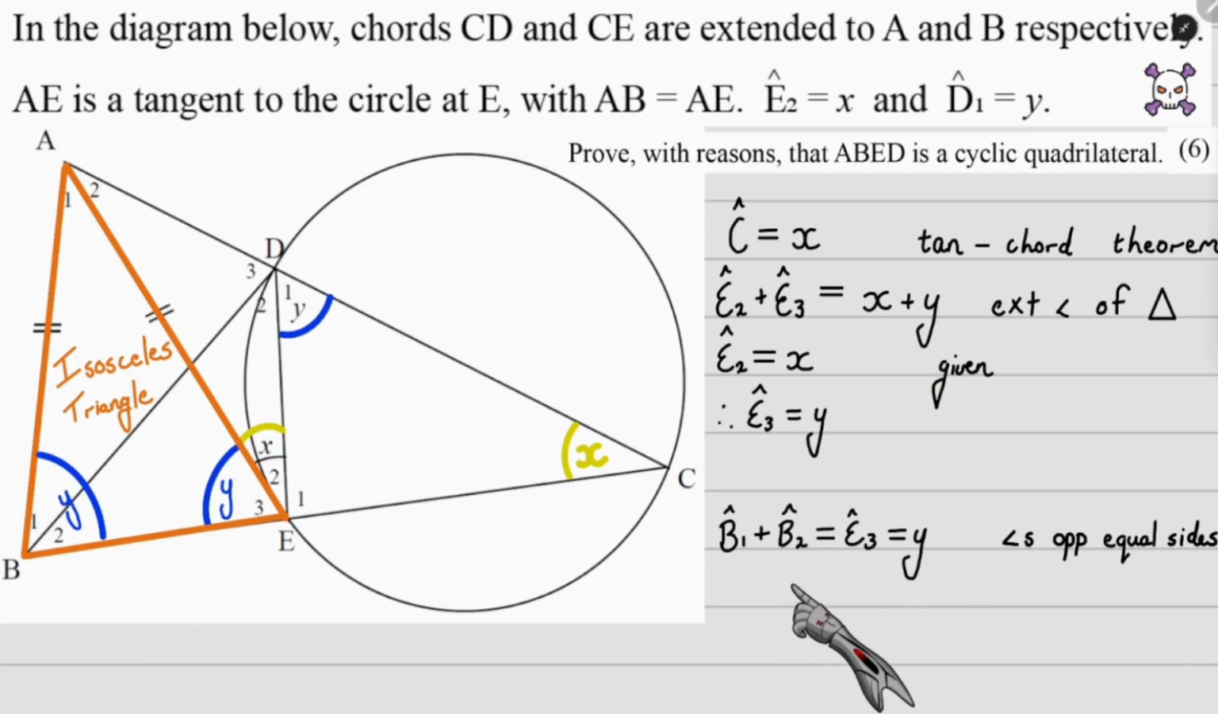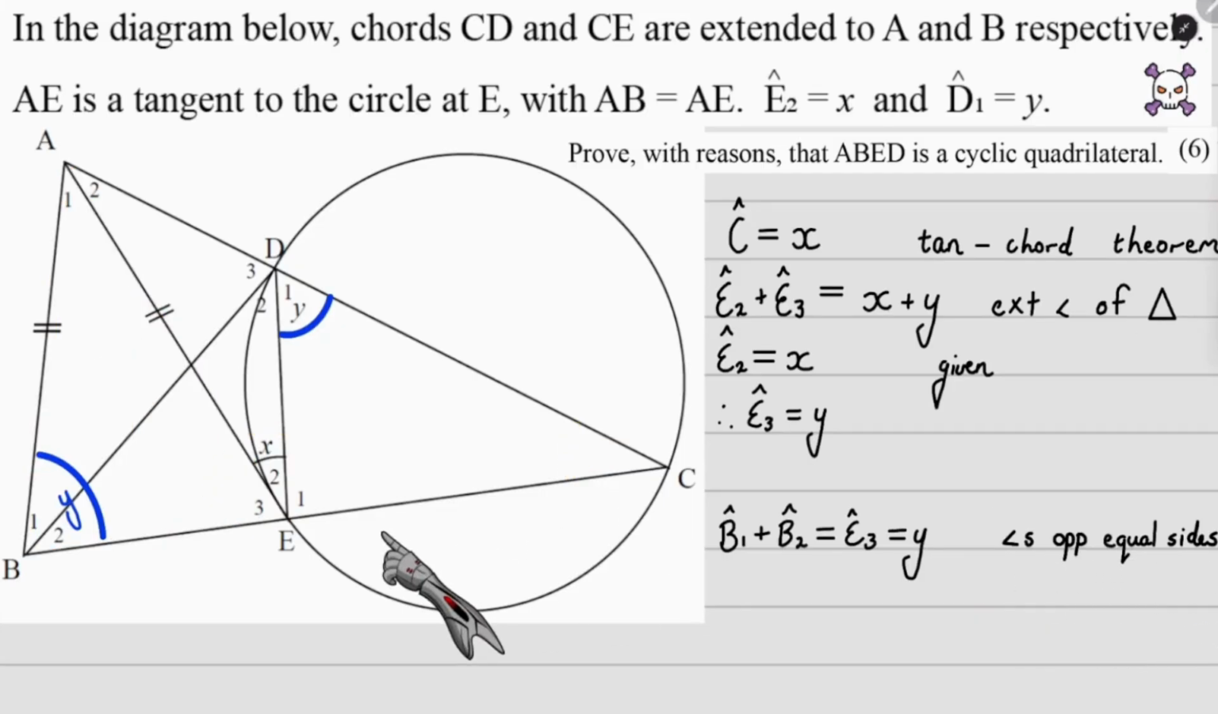And we're going to write it up just like this. Angle B1 plus B2 is equal to E3, and both of those are equal to Y. And we knew that because of angles opposite equal sides. And now our job is almost done. Look what we've accomplished. We've proved that the exterior angle of this quadrilateral is equal to the opposite interior angle. So now it is a cyclic quad.